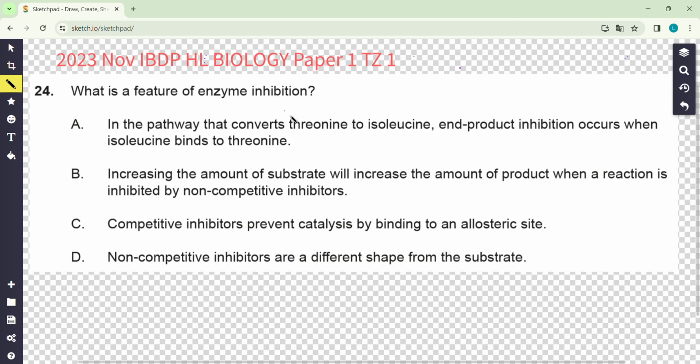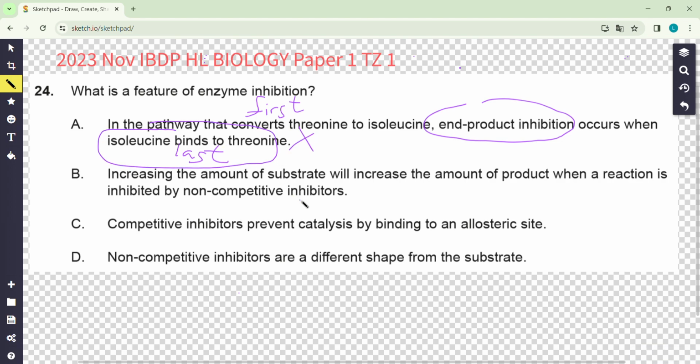Question 24 is about enzyme inhibition. The example of option A is correct. It is end product inhibition, but this inhibition does not occur as the last step of the conversion. It occurs at the first step. So the description of this part is wrong.